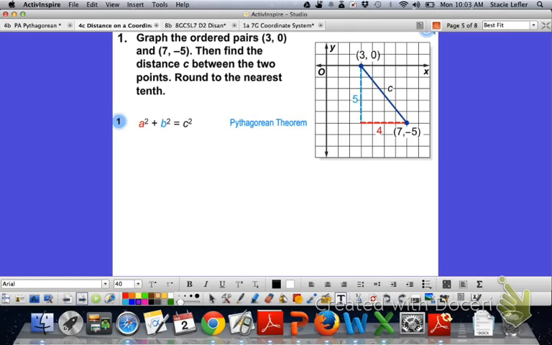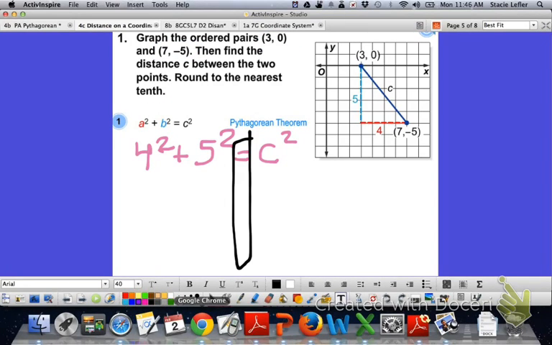Pause the video and find the length between these 2 ordered pairs. Remember that you need to first graph them, and then you have to create a triangle with that line so that you can apply the Pythagorean theorem. Okay, pause it and do this on your handout now.